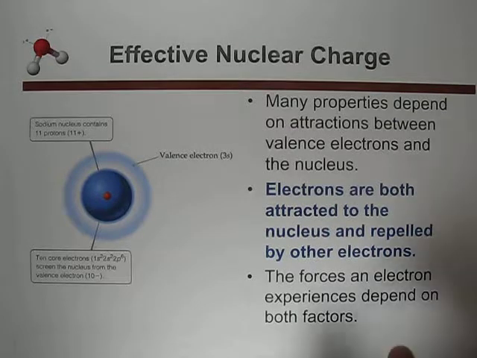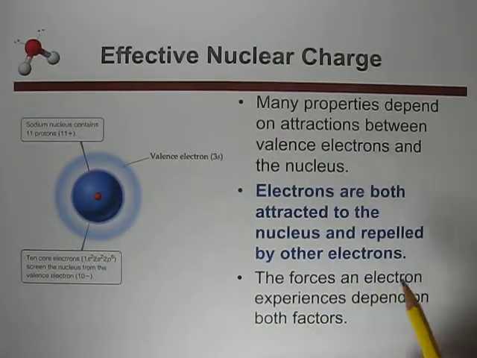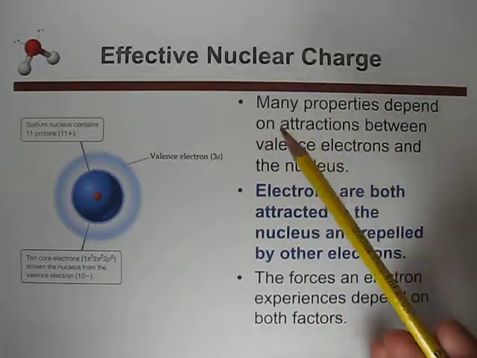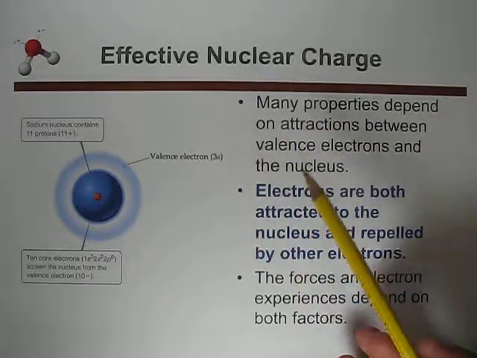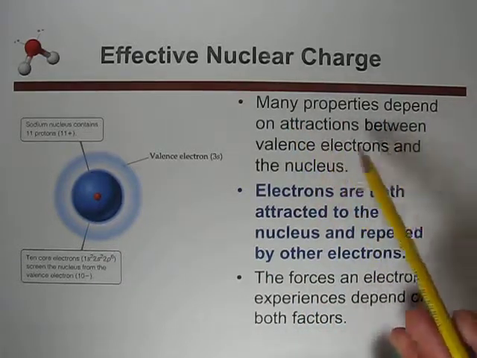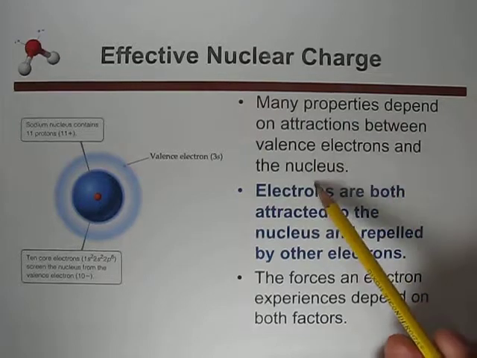So the first periodic property in chapter number 7, which we are going to study, is effective nuclear charge. What is the meaning of effective nuclear charge? Many properties depend on the attraction between the valence electron and the nucleus.